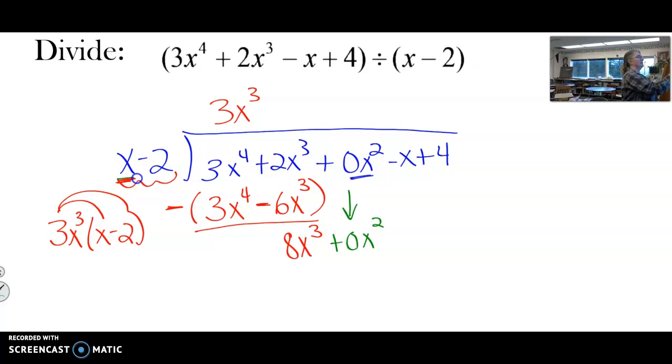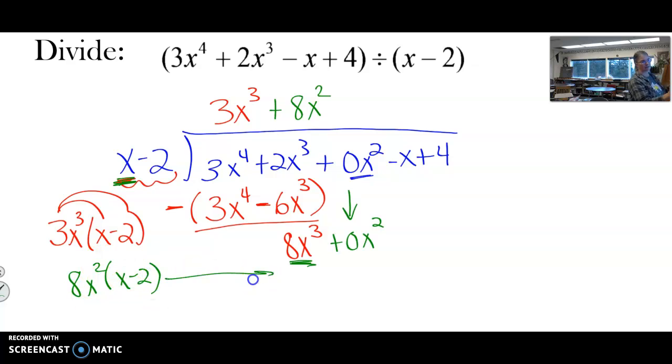And now you're going to look at this x right here and this first term, 8x cubed. What do you have to multiply x by to get 8x cubed? I want you to think about it for a minute. And the answer is we have to multiply by 8x squared. So I'm going to take 8x squared times x minus 2, and put that right down here. When I distribute 8x squared, I get 8x cubed. And notice when we subtract, that term is going to disappear.